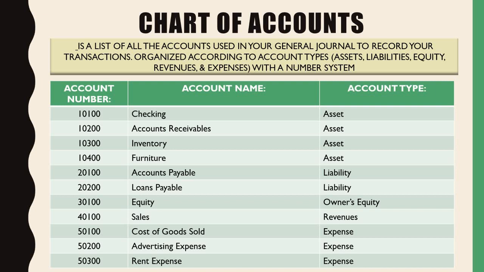Now, as you can see, this is typically in order by account type. All right, so we have your assets first, your liabilities next, your equity third, then your revenues, then your expenses are going to be very last, okay? So again, you need to have a chart of accounts created beforehand before you can actually properly record a transaction, okay?